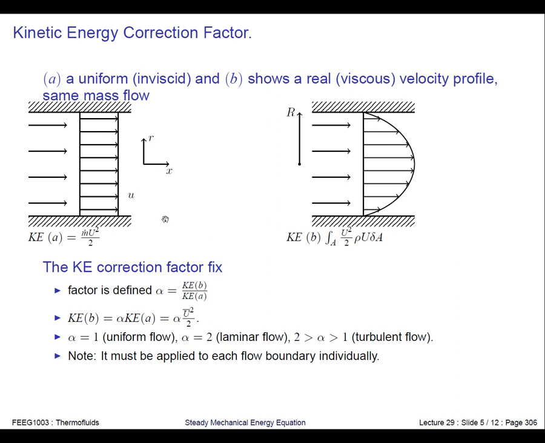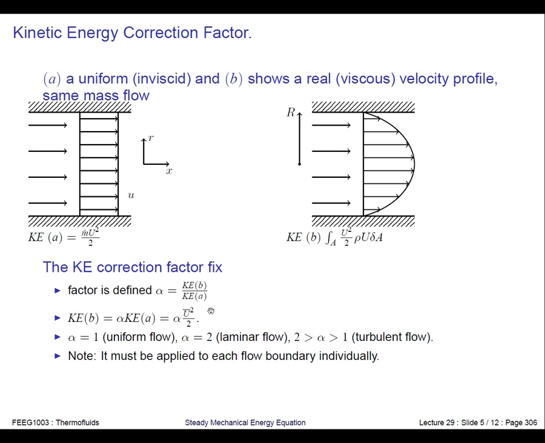If it was inviscid, like the Bernoulli equation, we could just say that the kinetic energy term is the mass flow times U squared over 2. In reality, because we have the no slip boundary, we have a velocity profile that looks like this, U depends on A, and we can't integrate this in a clever way. So we define a kinetic energy correction factor, alpha, which is the kinetic energy in the real case divided by the kinetic energy in the inviscid case.